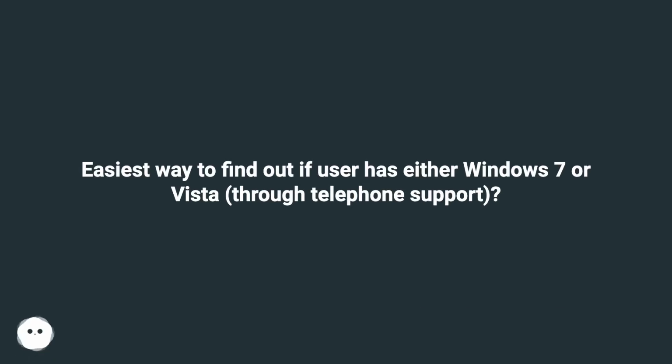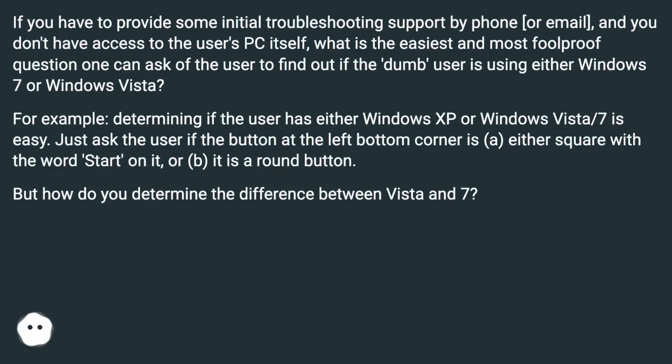Easiest way to find out if a user has either Windows 7 or Vista, through telephone support. If you have to provide some initial troubleshooting support by phone or email, and you don't have access to the user's PC itself, what is the easiest and most foolproof question one can ask of the user to find out if the user is using either Windows 7 or Windows Vista?